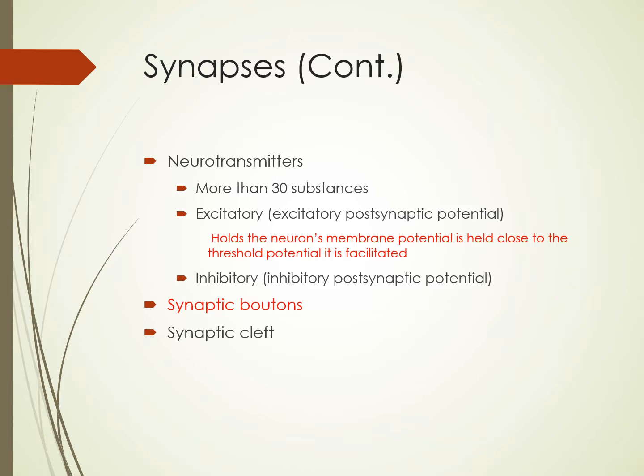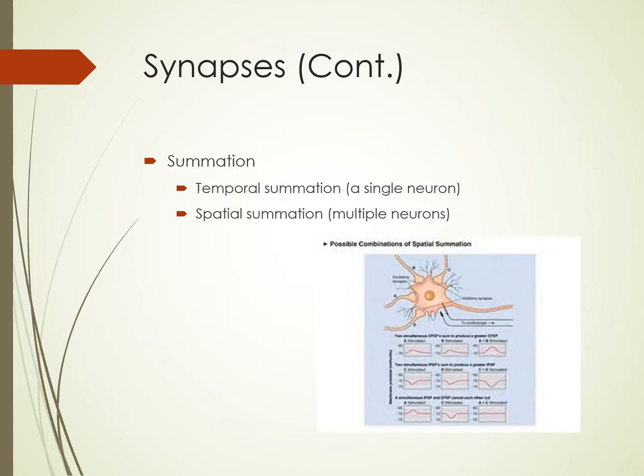There are more than 30 substances that are neurotransmitters: excitatory, inhibitory, synaptic boutons, and synaptic cleft. Summation. Temporal summation is a single neuron, and spatial summation is multiple neurons.